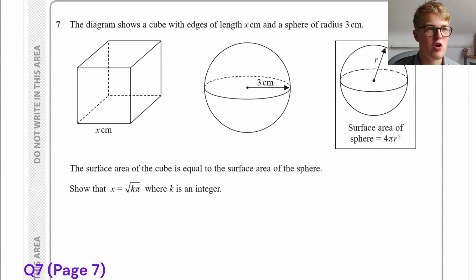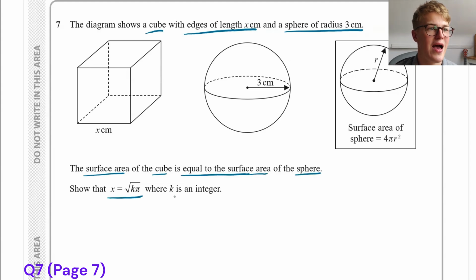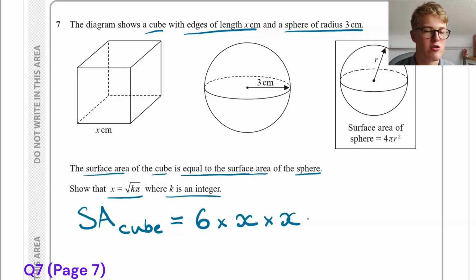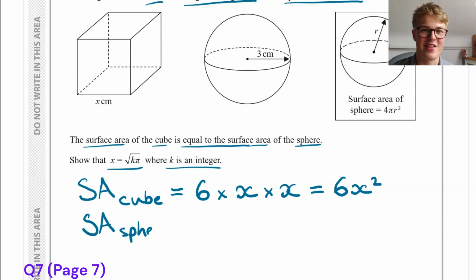The diagram shows a cube with edges of length x centimeters and a sphere of radius 3 centimeters. The surface area of the cube is equal to the surface area of the sphere. Show that x is equal to the square root of k times pi, where k is an integer. So we know the surface area of the cube is going to be 6 faces times the area of each square. So then we're going to have 6 times x squared, which is 6x squared.